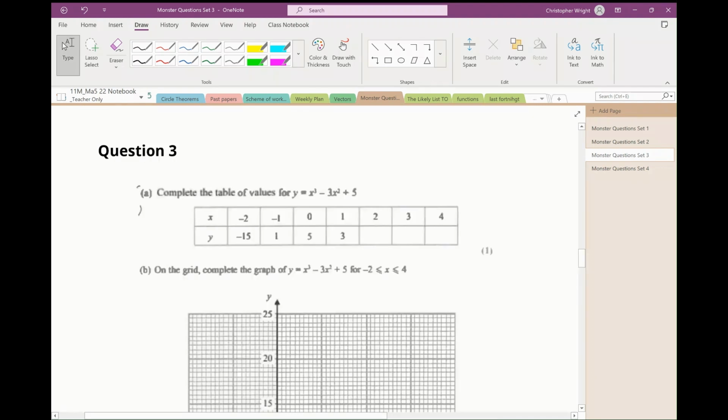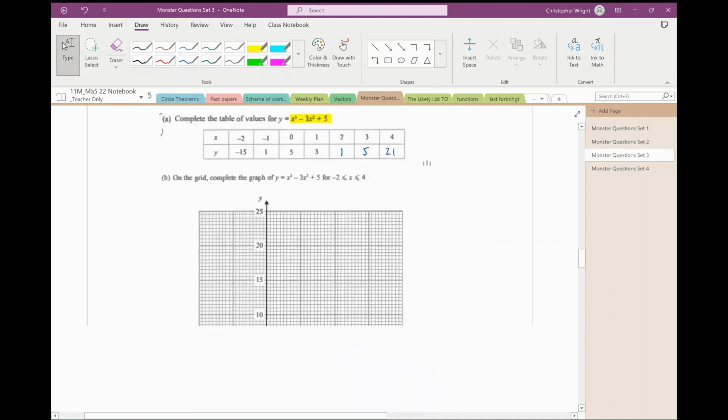Question 3, complete the table of values for y equals x cubed minus 3x squared plus 5. Okay, so if x is 2, then I'm going to have 8 minus 12 plus 5 gives me 1. x is 3, 27 minus 27 plus 5 is 5. x is 4, x cubed minus 3 16s plus 5 gives me 21.